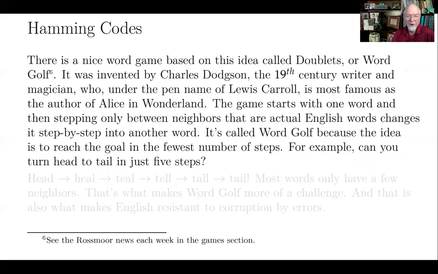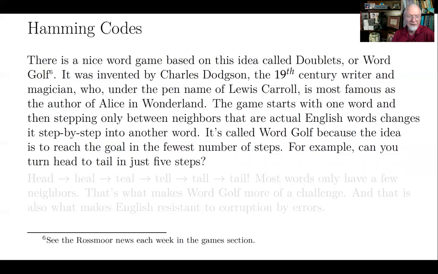There is a word game called doublets or word golf, and it was invented by Charles Dodgson, the pen name of Lewis Carroll and the author of Alice in Wonderland. The game starts with one word and then, stepping only with neighbors, using actual English words, you change it step by step into another word. It's called word golf because the idea is to reach the goal in the fewest number of steps.